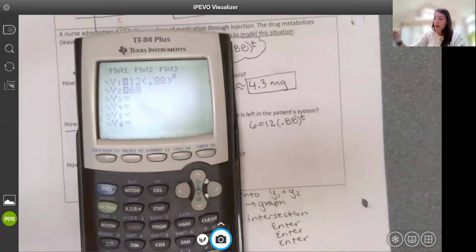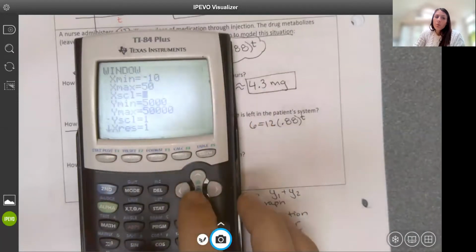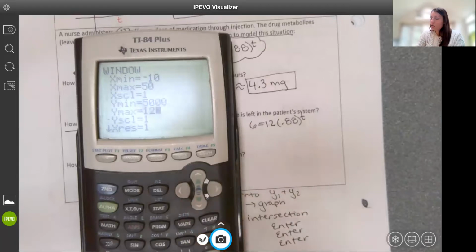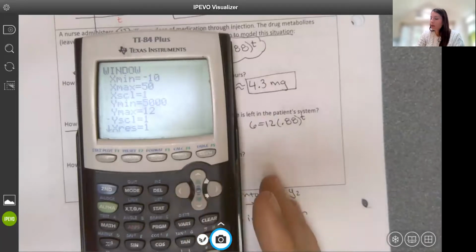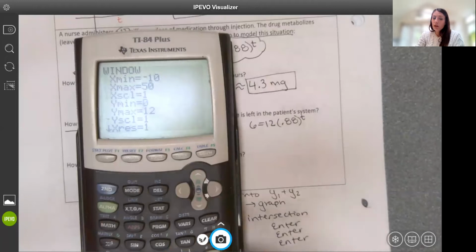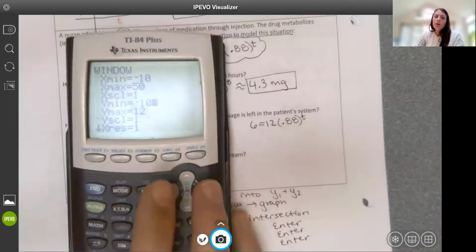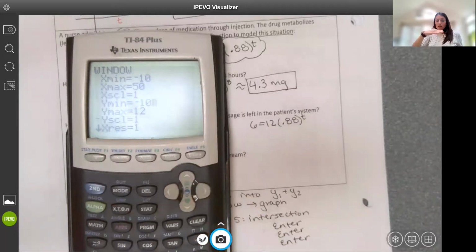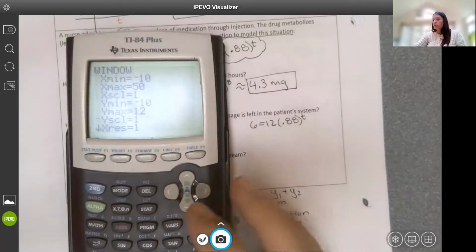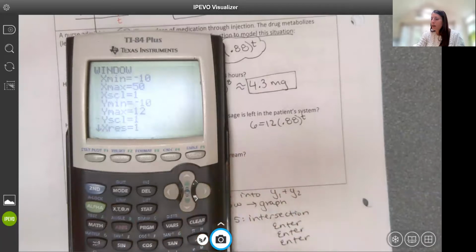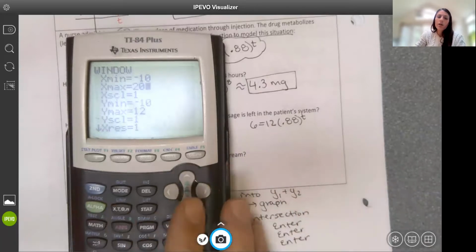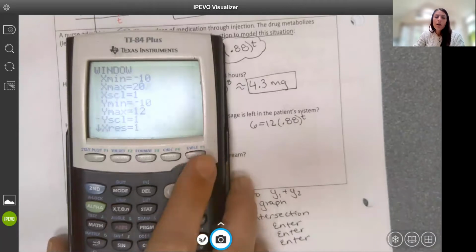First of all, it's decay. So the highest I need my y value to be is 12. That's the initial amount I'm starting with. And I'm just going to go down to 0. Or actually, I'll go down even below that just to be able to see my graph a little bit better. So my y scale is going to go from -10 to 12. And I probably don't need x to go up to 50. I'm going to change that to 20 hours of time, and let's see what it looks like.